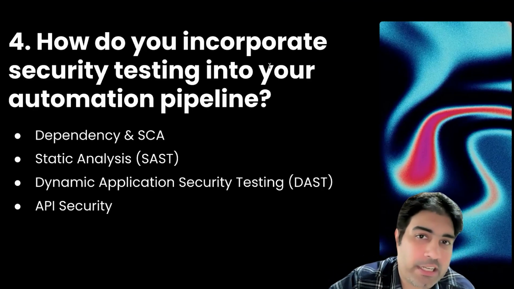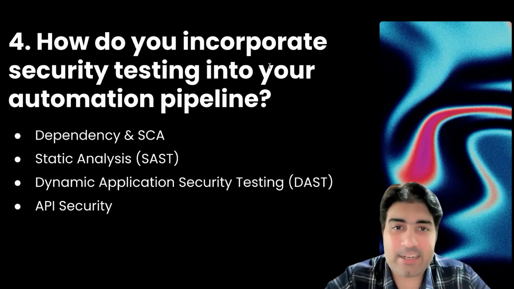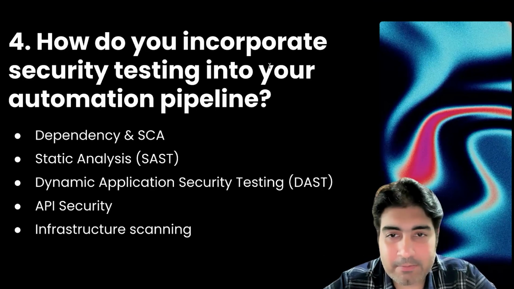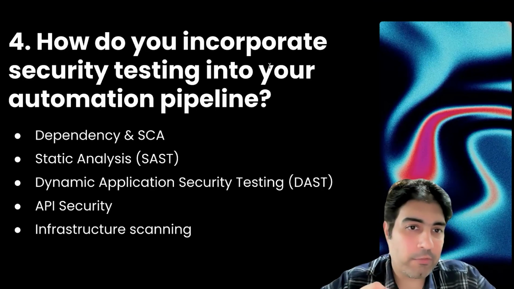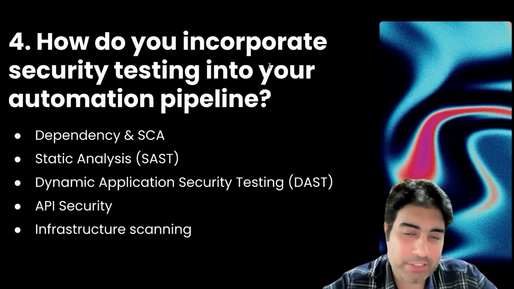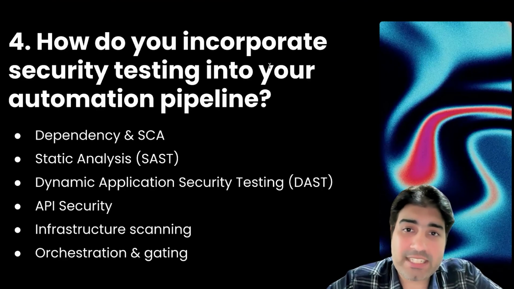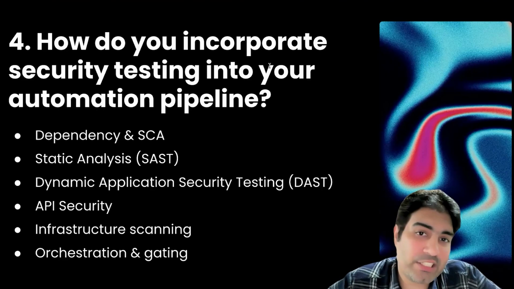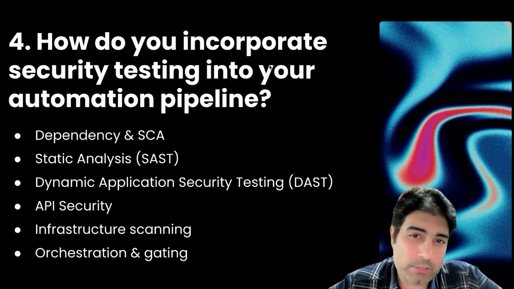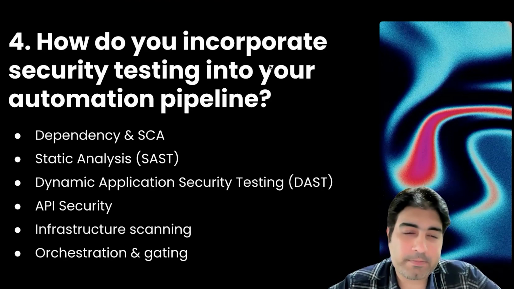Talking about API security, run API fuzzing and contract checks. Use tools that support JWT or OAuth flows. Infrastructure scanning. IaC checks. You have Terraform, CloudFormation with Checkov or tfsec in your continuous integration. Orchestration and gating. You can put security scans in PRs as quick checks and run deep DAST and pen test flows in nightly or pre-release windows. If DAST finds high severity, then block the release until triaged.